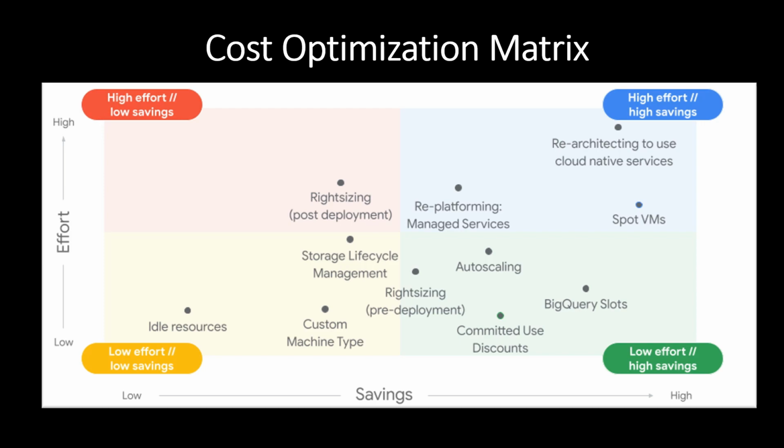As you can see, this is just a basic idea around how different areas are put together in different quadrants, so that you can choose the low effort and high savings areas first, which are the low hanging fruit when you start on that cloud optimization or cost optimization journey.